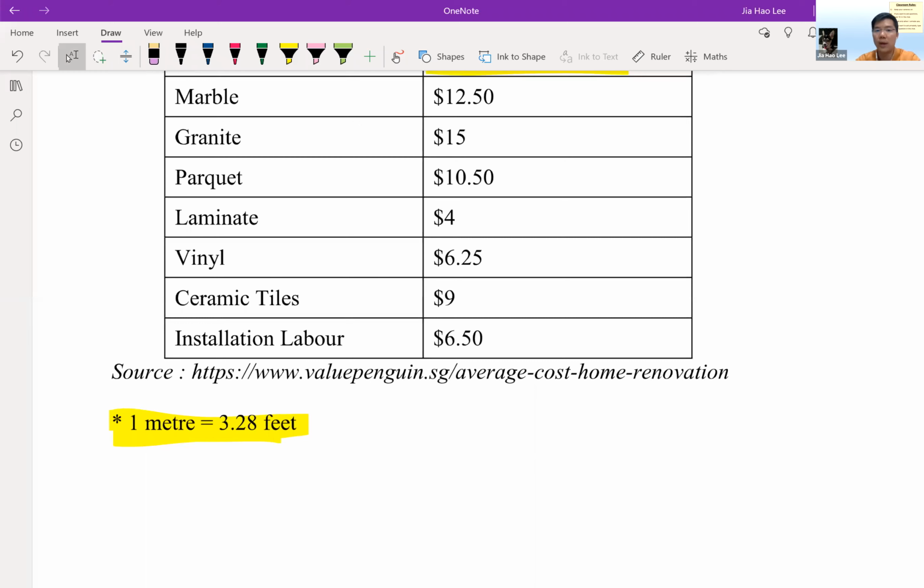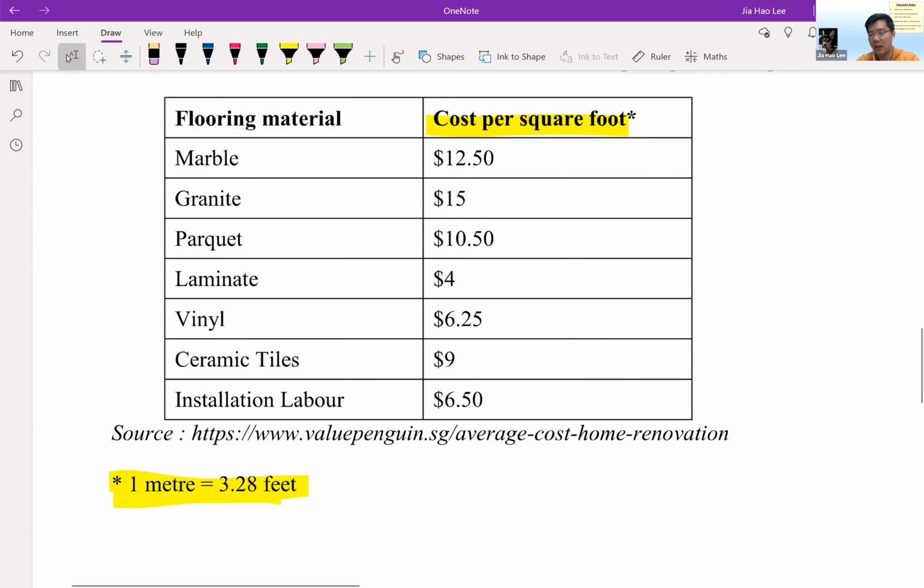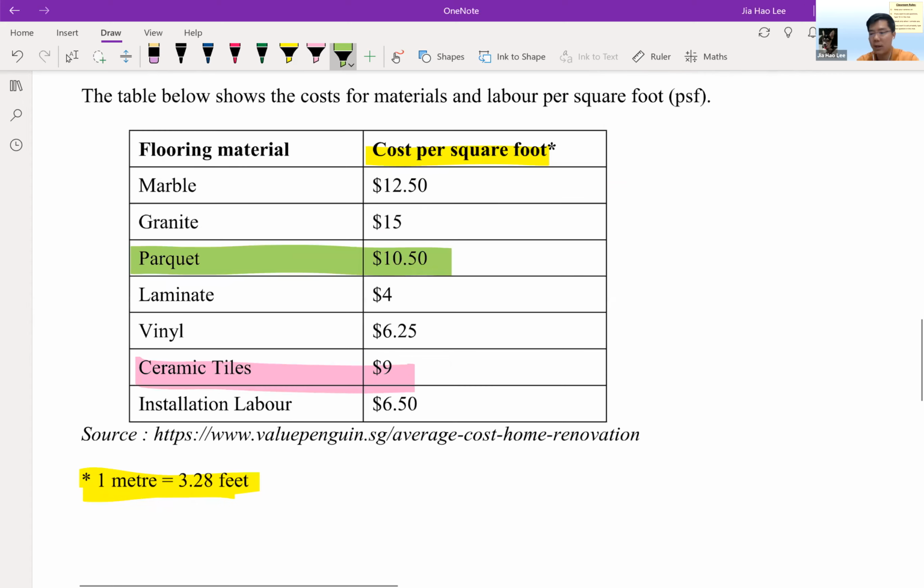So you just need to square the number, yeah? We are going to do the conversion for our areas, and then after that, we're going to divide by the cost that they gave me. Let's highlight the things we are looking at. For the living room, we want to look at ceramic tiles, and for the bedroom, we want to look at parquet. We want to look at these 2 different things. Now, remember, they are per square foot, so what we need to do is to convert our area first.